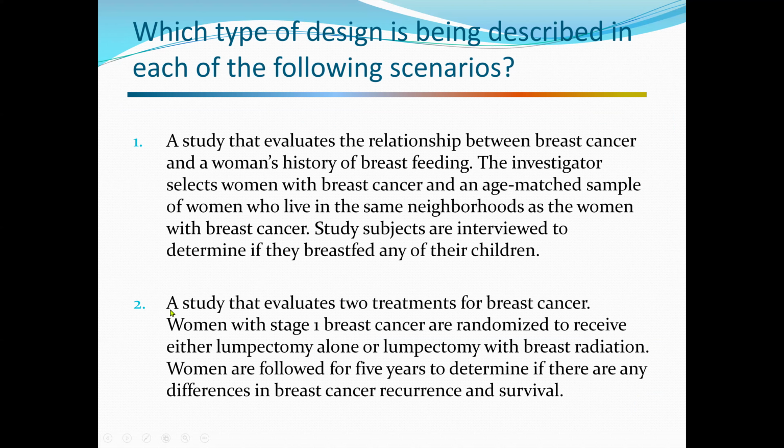But in the second one, we have women and we give them two types of treatment. And we monitor them for 5 years. So that's a cohort study. The keyword is monitoring them for a long period of time.